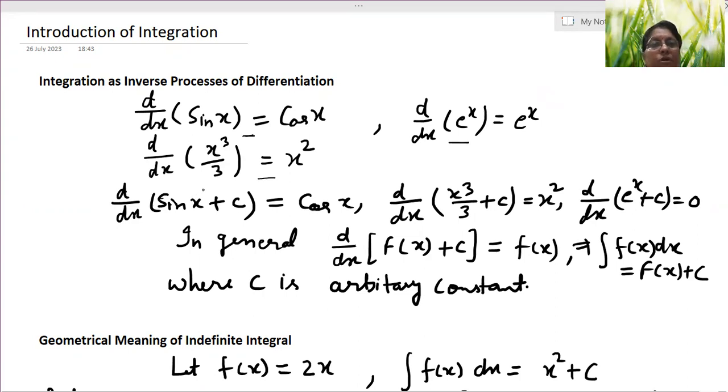Now बच्चों, you know the derivative of a constant function c is 0. You are already aware differential of constant function is 0. So if I put instead of sin x, I put d by dx of sin x plus c, then it will remain as it is cos x. Similarly, d by dx of x cube by 3 plus c will give you x square. Similarly, d by dx of e की power x plus c gives e की power x.